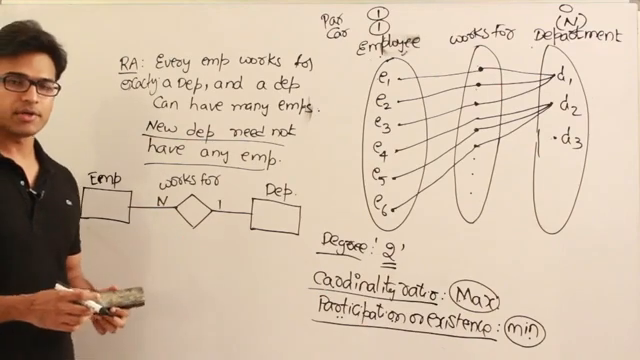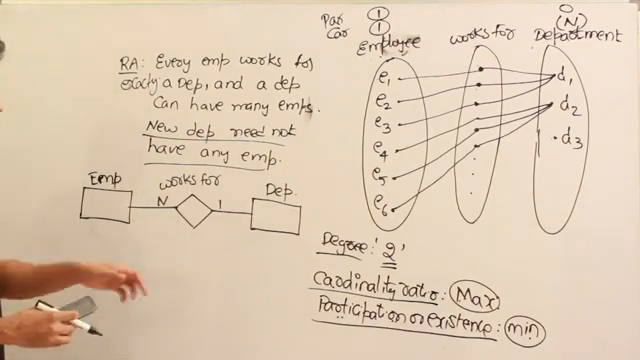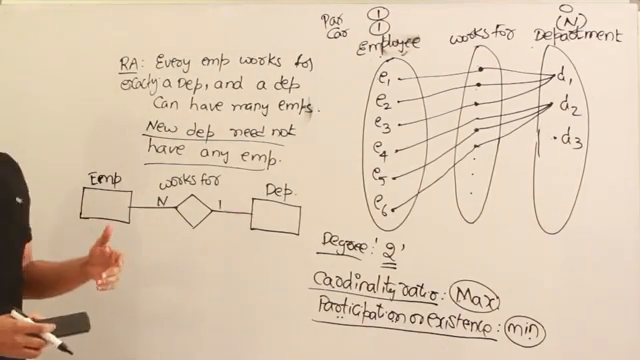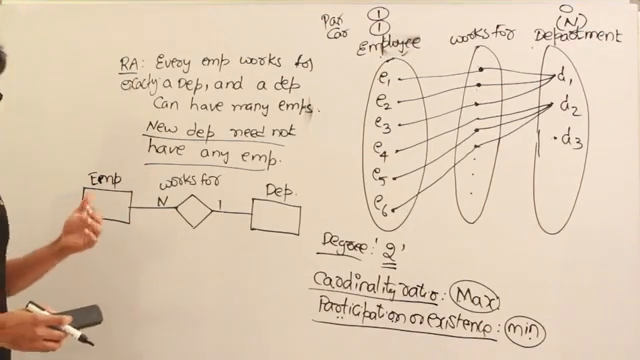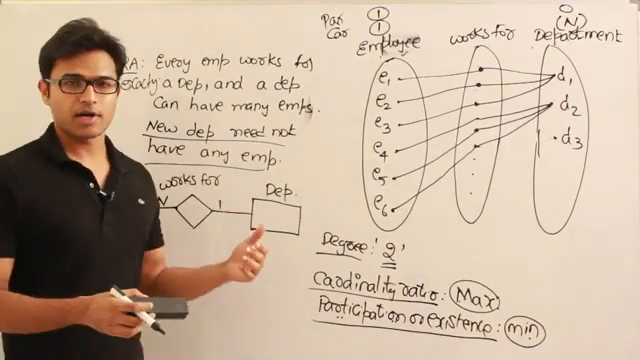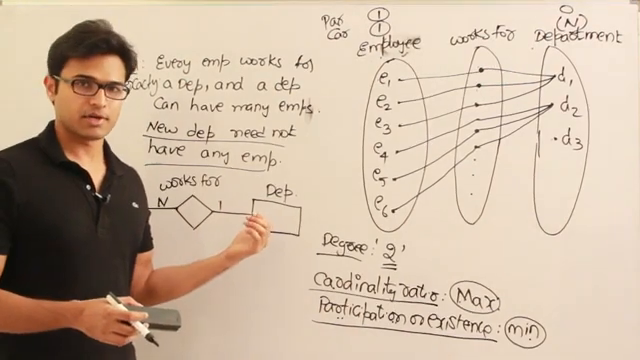And what about the participation? The department is not going to participate in a relationship, which means it is not guaranteed that every department is going to participate in a relationship. Why?